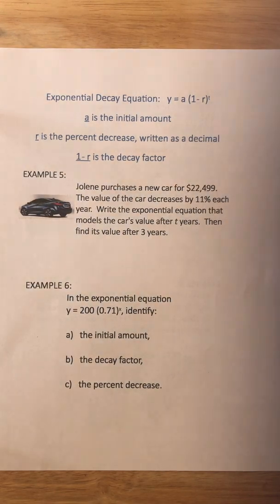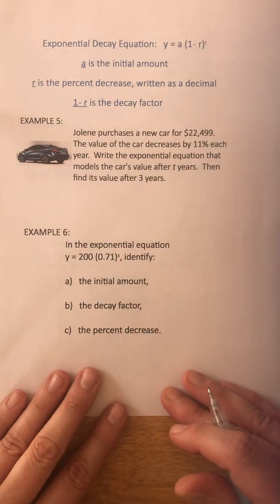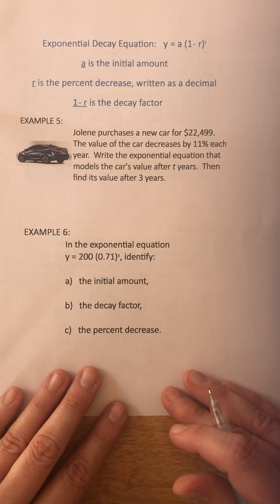The a is still the same thing. It's the initial amount. t still represents your time. r still represents your percent, but this time we call it a percent decrease because we are going down instead of going up. And that means that 1 minus r is going to be called the decay factor. Remember, 1 plus r was the growth factor because we were adding. 1 minus r is going to be the decay factor. Everything else is identical.